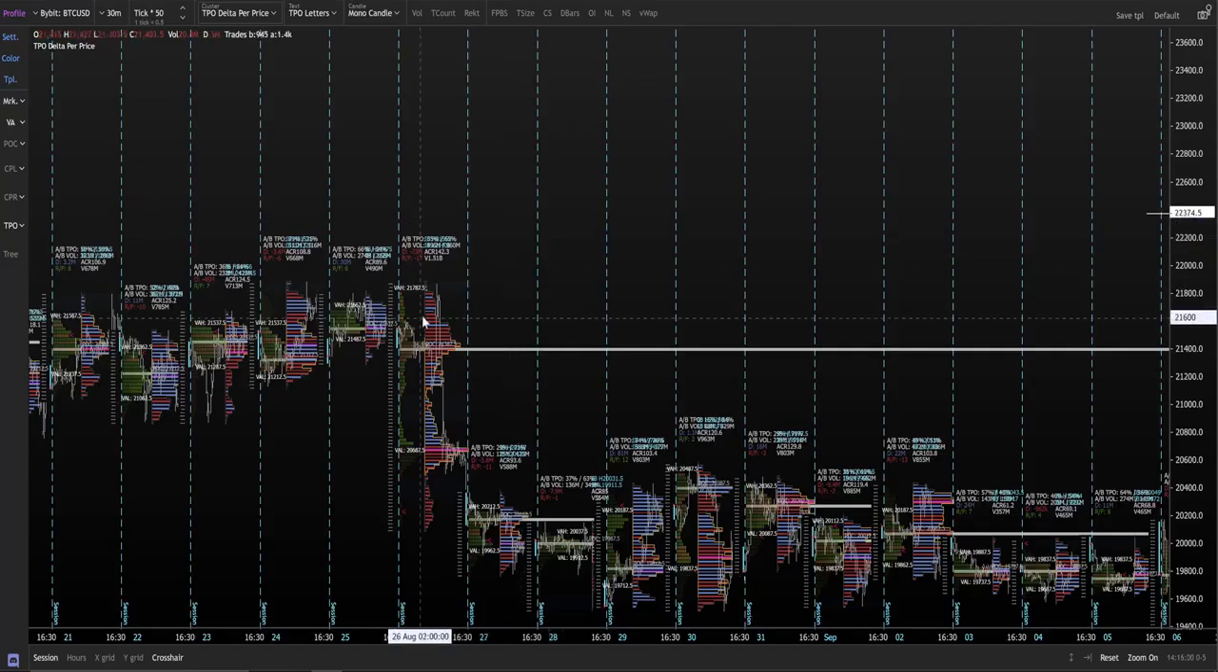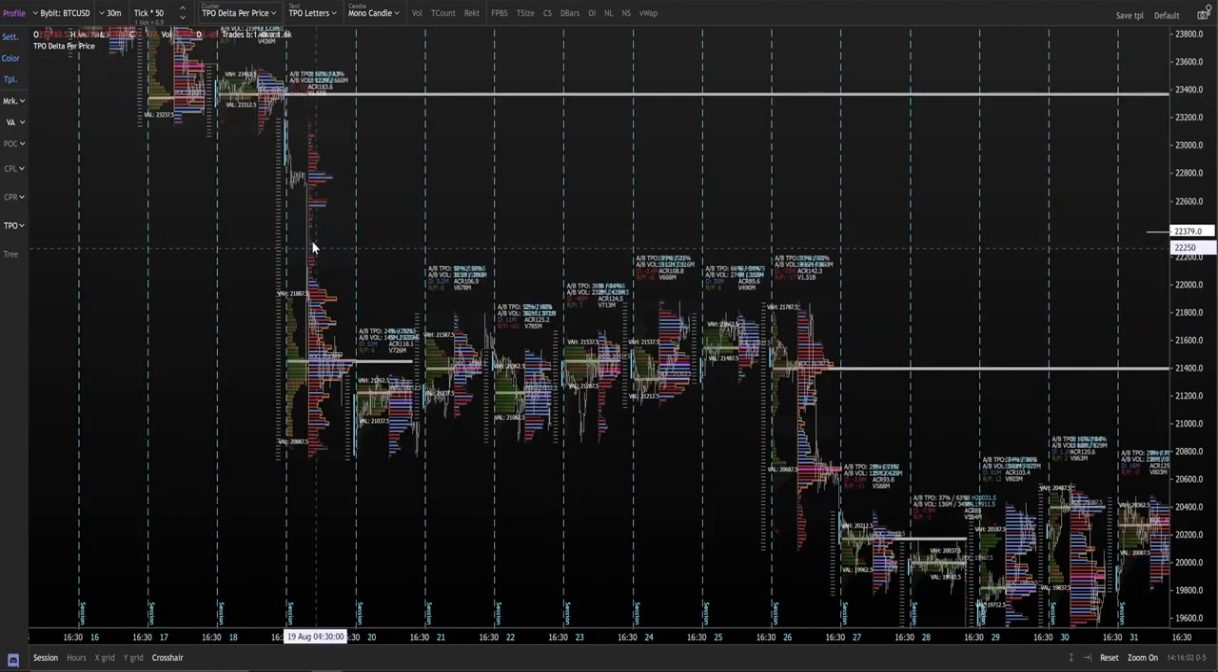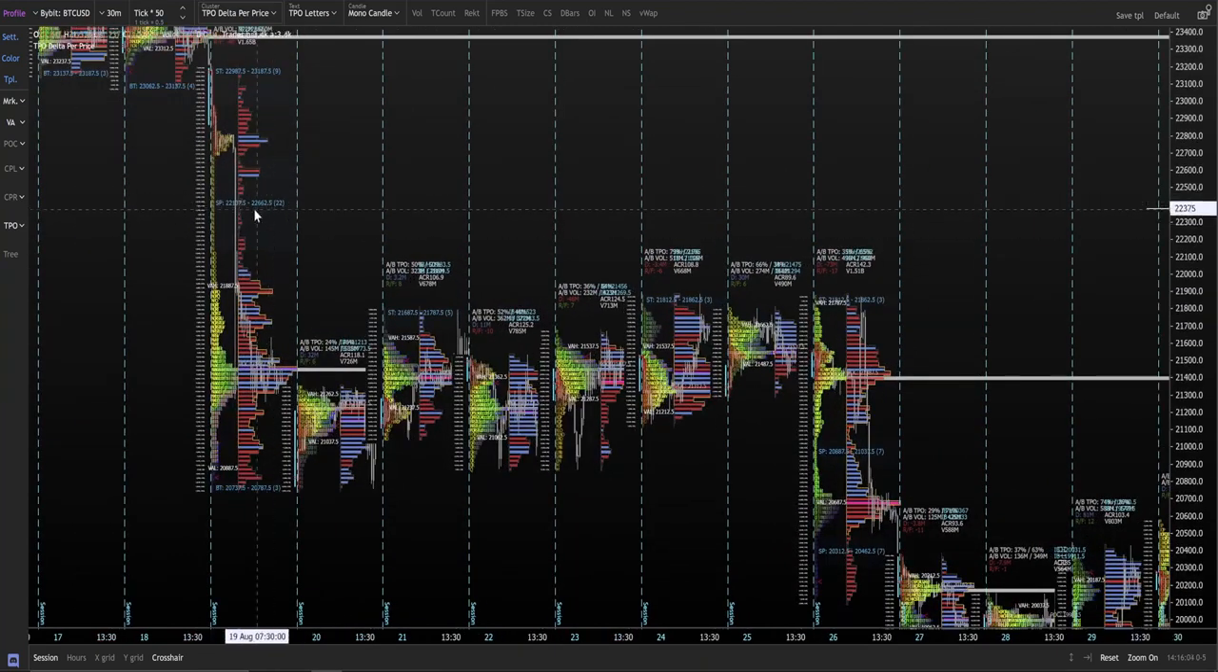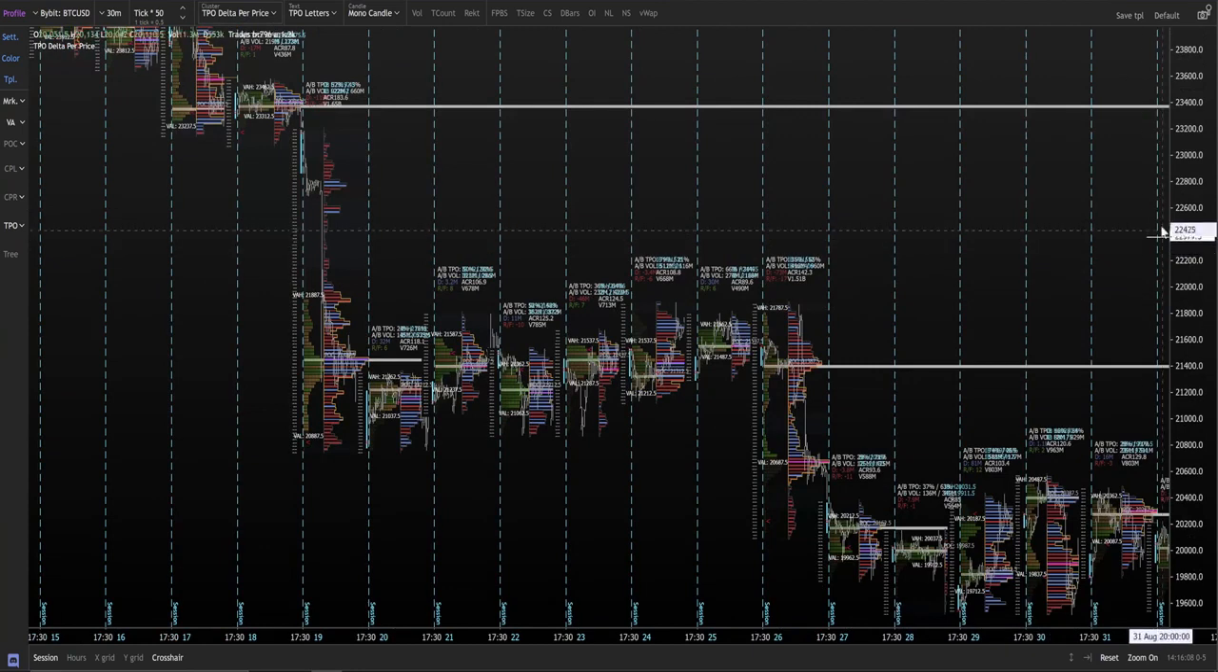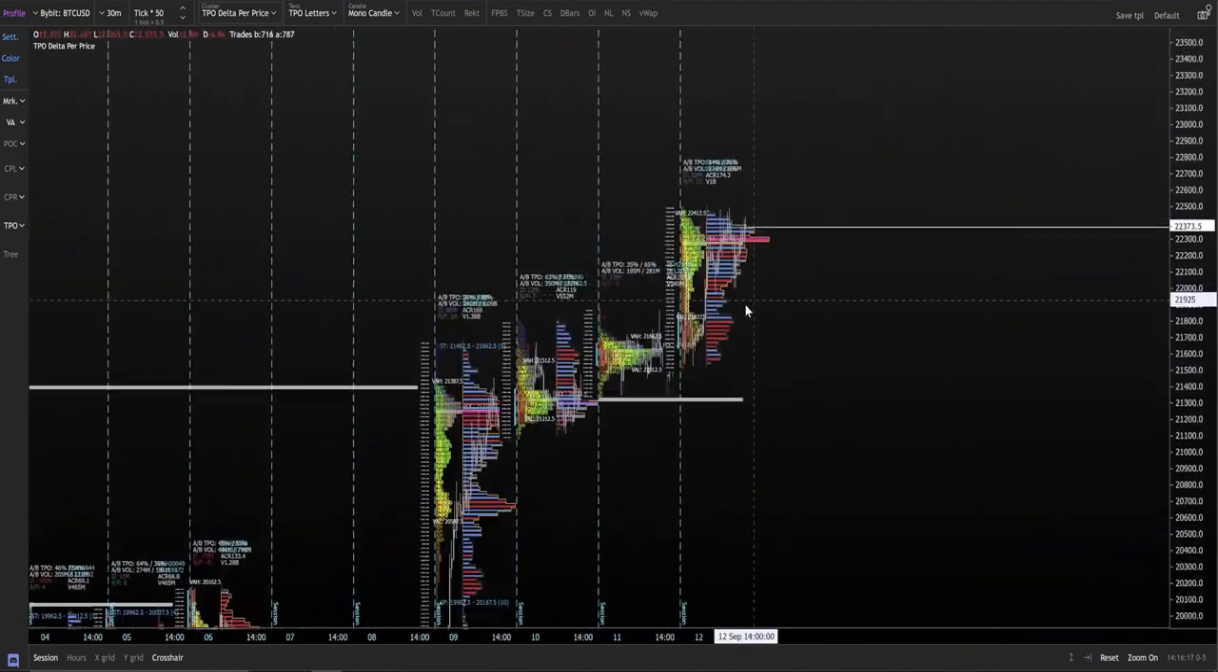But why am I looking for that high to be taken out? Well, it's because when we look at this row of single prints, we can see the top of those single prints, 22,662. So for me, where we are right now, around 22,300, we're in the middle of these single prints. I'm going to be looking for this rise to the upside to fill these single prints, okay? That for me is the theory that I'm trading off of.